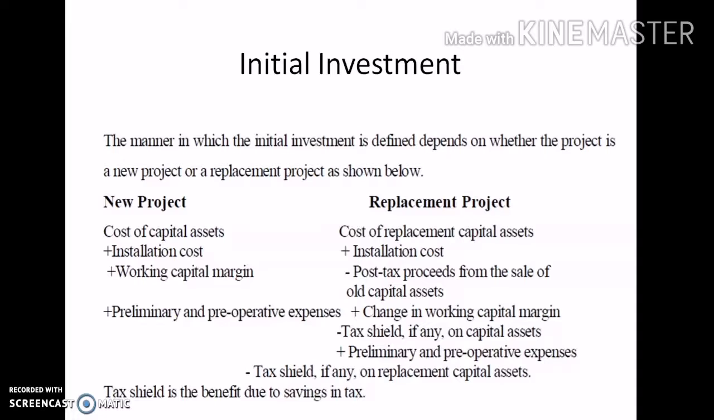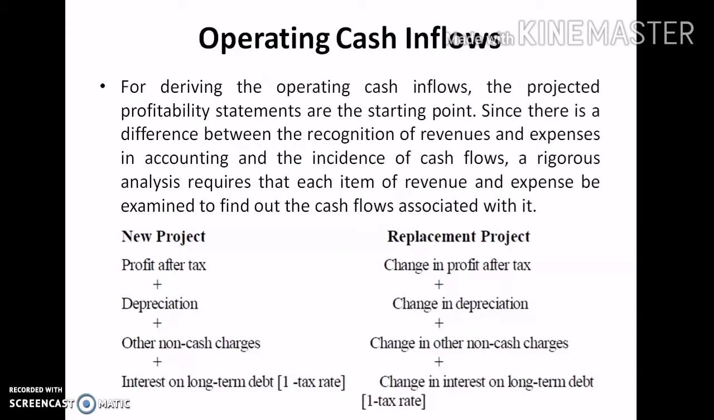But in the case of a replacement project, the cost of the replacement capital should be added along with the installation cost, but post-tax proceeds from the sale of the old capital asset should be deducted. Change in working capital margin should be added. Tax shield, if any, on the capital asset should be deducted. Preliminary and pre-operative expenses should be added to the replacement project. Tax shield, if any, on replacement capital asset, etc. all should be deducted. Here the tax shield is the benefit due to saving in tax. Therefore, the calculation of cash flow for initial investment for a new project and a replacement project is entirely different. Then let us move on to the calculation of the operational cash inflows.